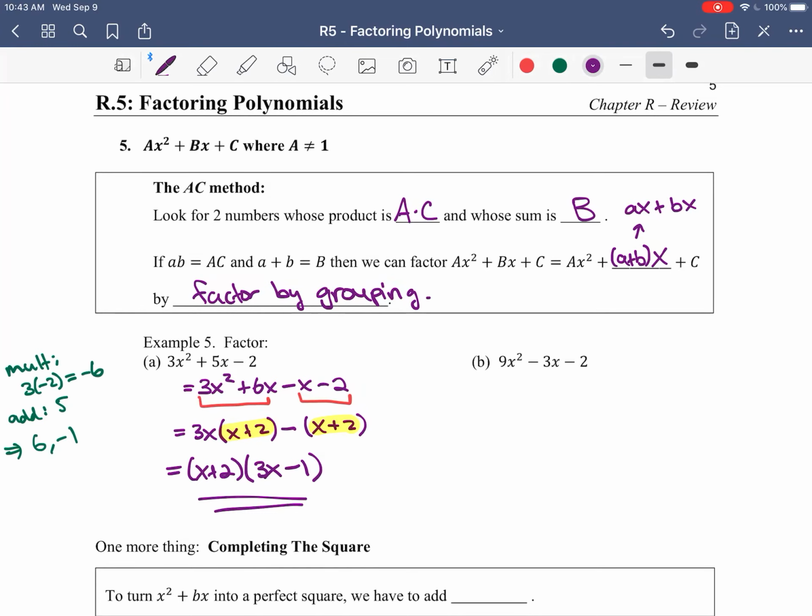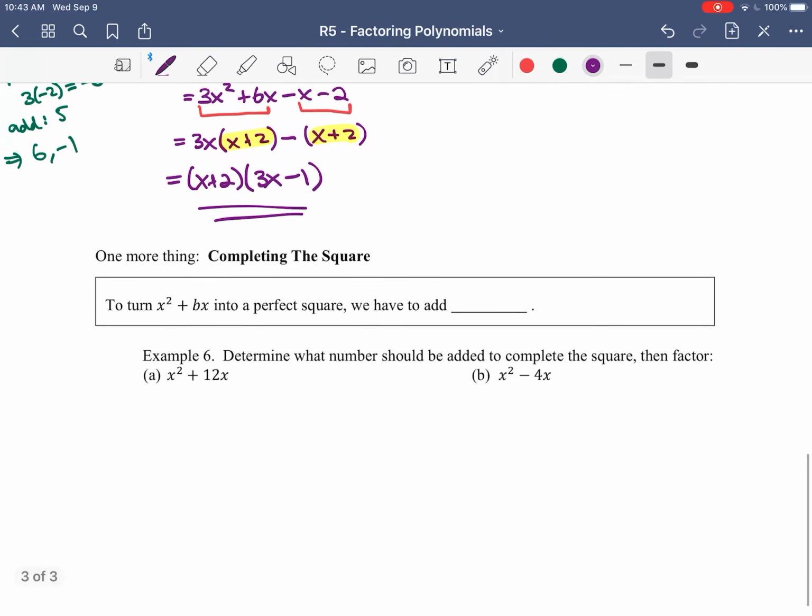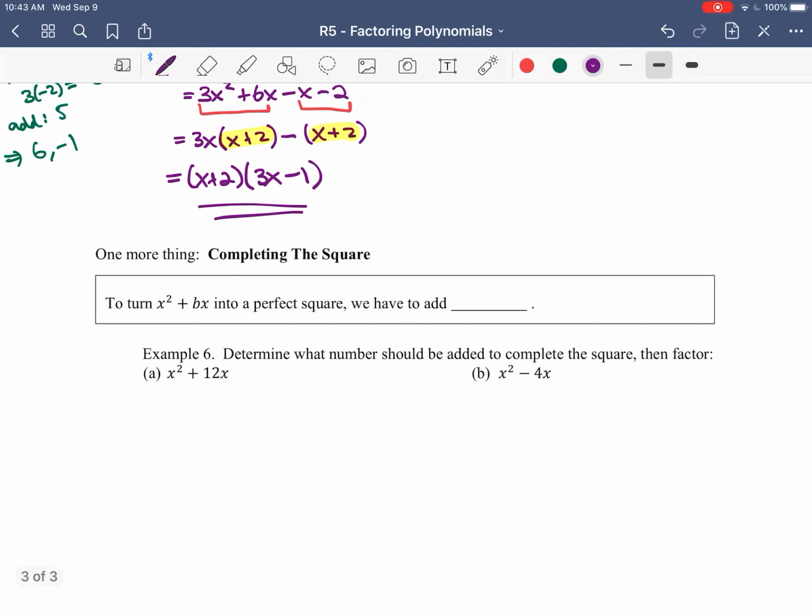Now, the last one we're going to talk about is completing the square. This is not people's favorite, and we're going to do it a few times throughout the course. So, what if we didn't have the c? We just have a polynomial of the form x squared plus bx. We want to turn it into a perfect square. A perfect square means it's going to look like x plus a all squared. That's what we call a perfect square.